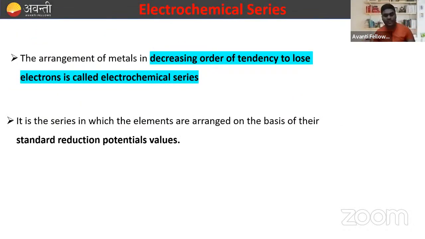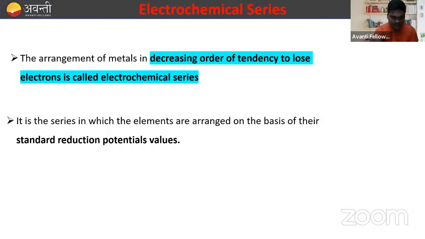Now, this thing is also very, very important: the electrochemical series. What is the electrochemical series? Basically, the arrangement of metals in a decreasing order of tendency to lose electrons is called the electrochemical series. It is the series in which the elements are arranged on the basis of their standard reduction potential values.